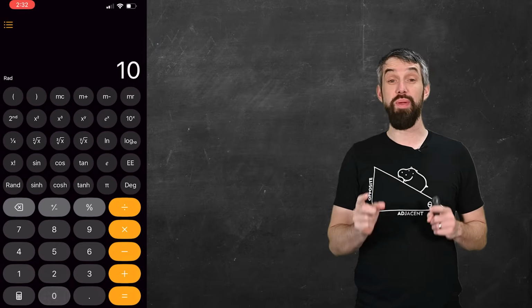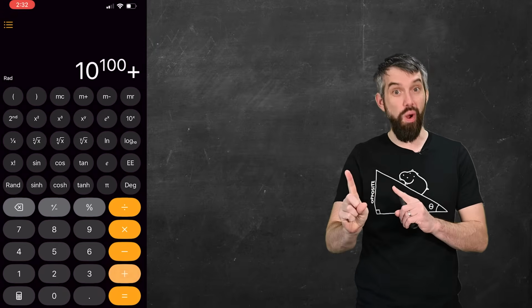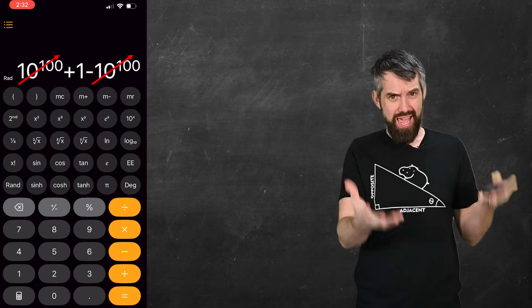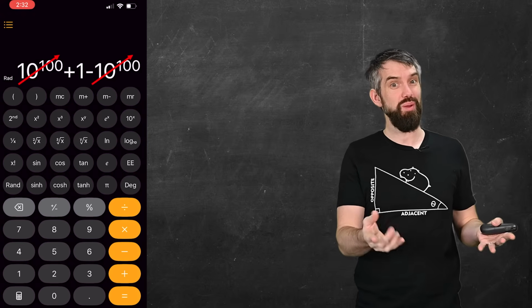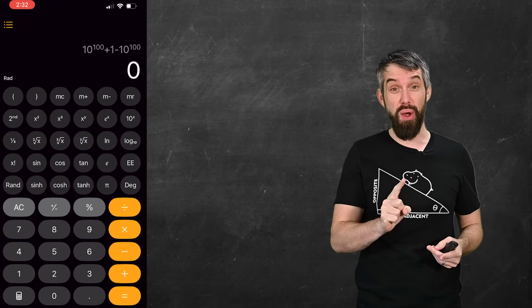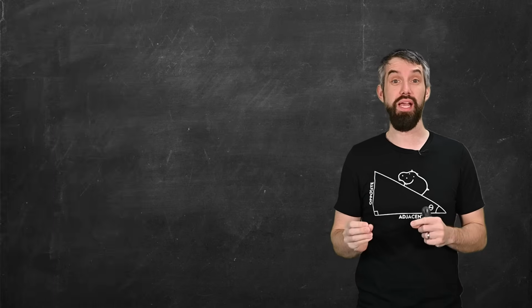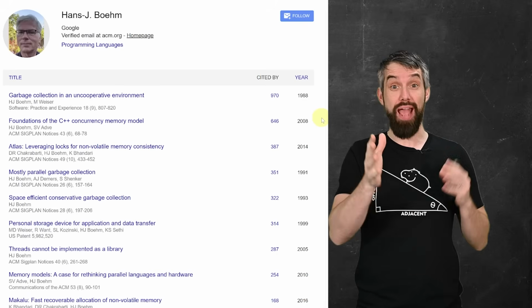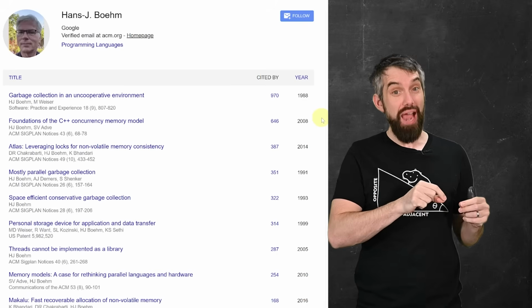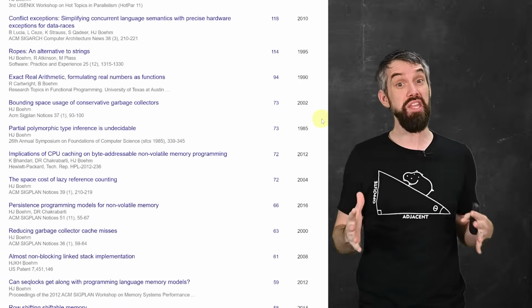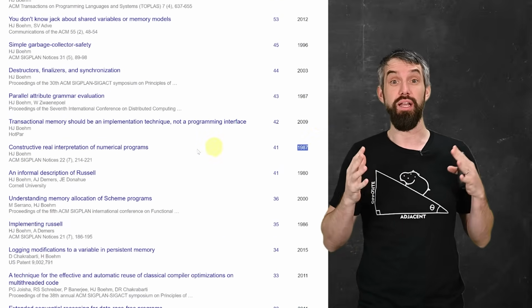Go to your calculator and type in 10 to the 100 plus 1 minus 10 to the 100. The 10 to the 100s cancel, leaving 1, right? But if your calculator tells you 0, then you're probably the proud owner of an iPhone. And this is because Hans Boehm, a software engineer at Google responsible for how the Android calculator calculates, has spent over 30 years of his career designing the ideal calculator app.